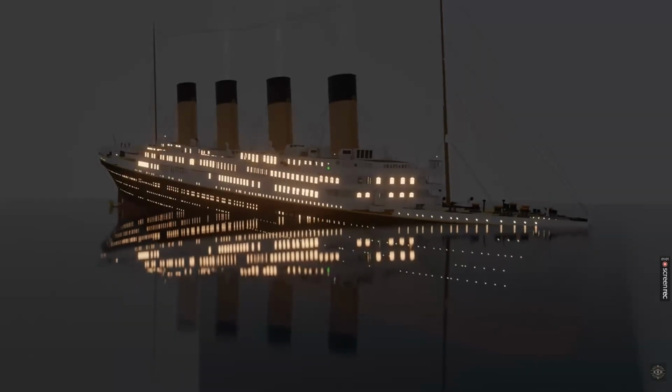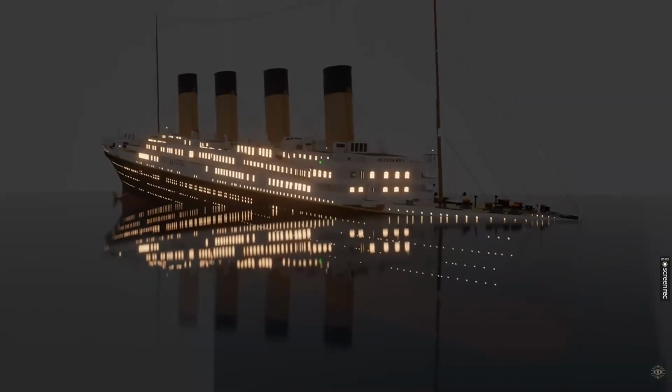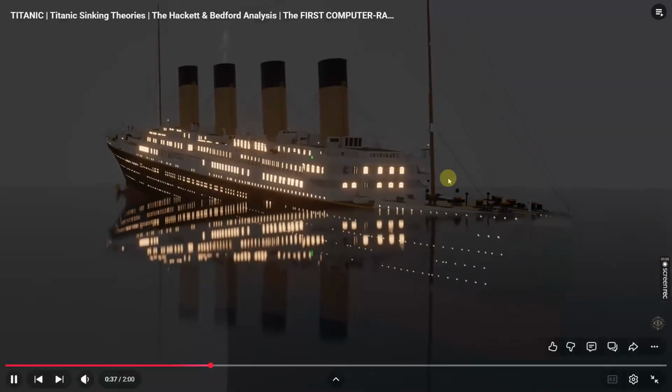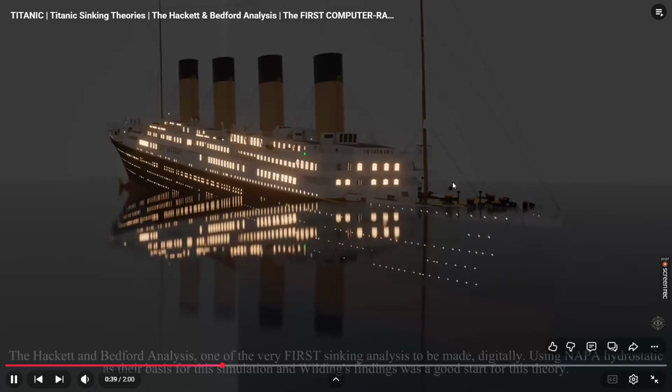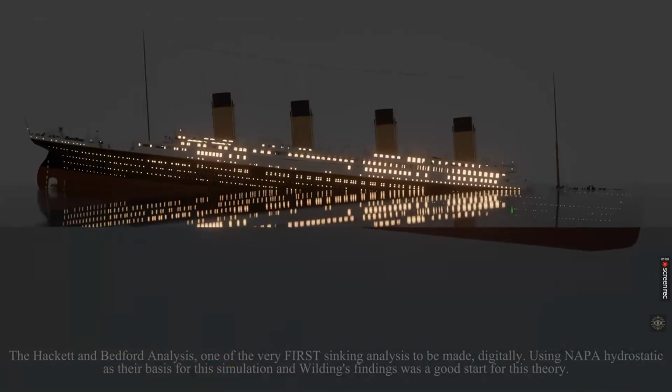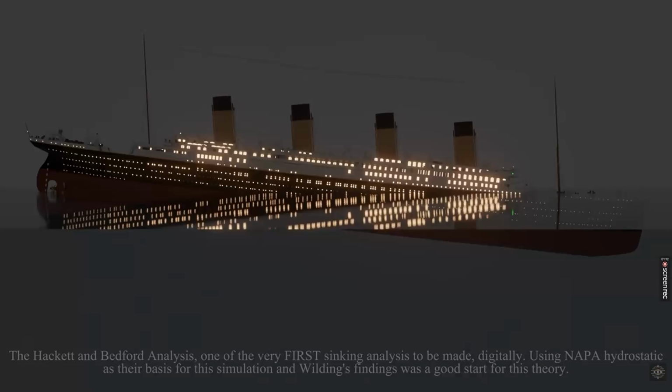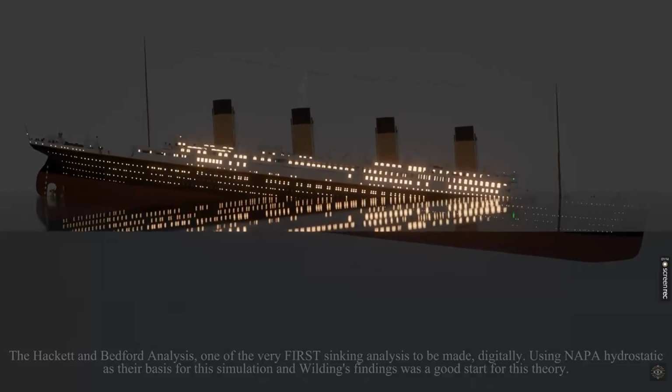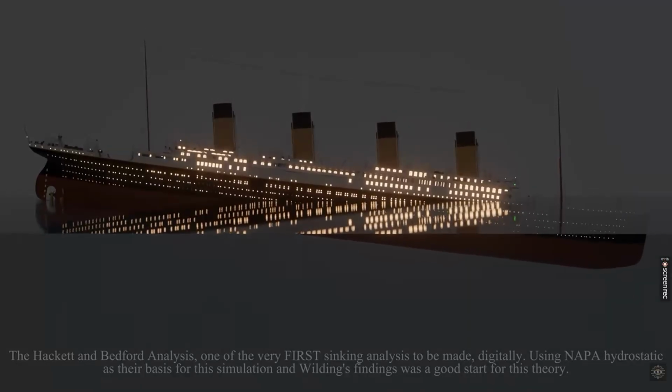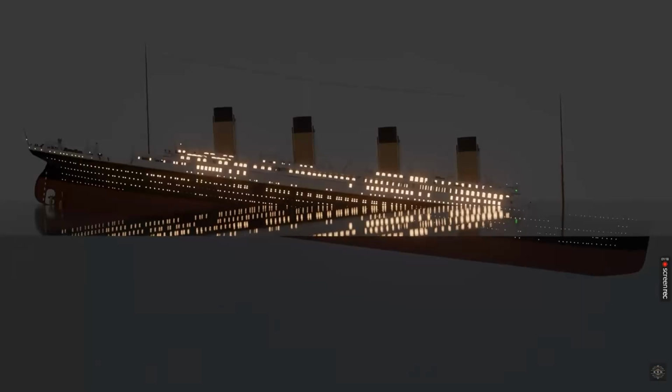Anyways, the ship's bow is going under. And this is like a 2001 computer-generated image Titanic sinking, or CGI Titanic sinking. Already the B deck is flooding. But this is not enough.